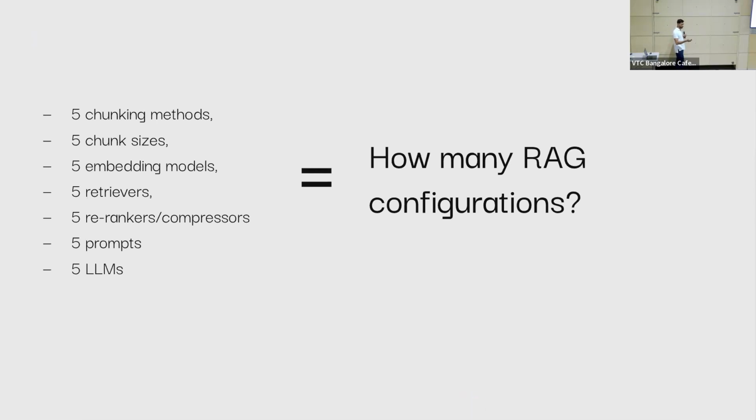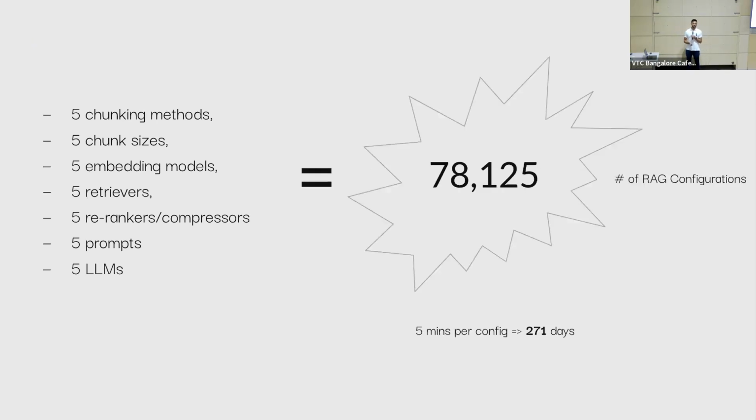5 raised to 7, right? Exactly. So that's 78,000 different RAG configurations. So obviously, it's not practical for anyone to try out 78,000 different RAG configurations to figure out what is the optimal one for my data and my use case, right? So that's the problem that we are solving at RAG Builder.